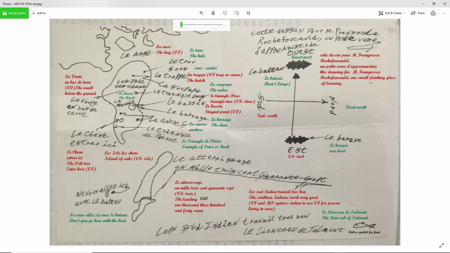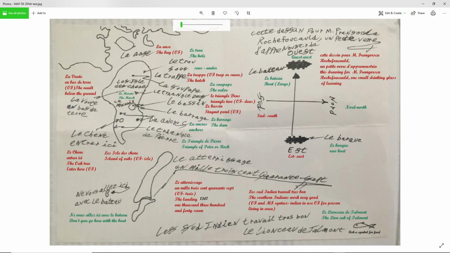And the next thing it says, one small drinking glass of learning. So whoever's giving this to him, either a woman or a man, has copied this for him and is giving it to him to learn about. He's either going to explore it or write about it. I think it's the latter, that it was given to him to perhaps do a piece of writing.